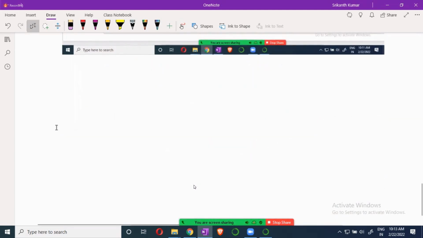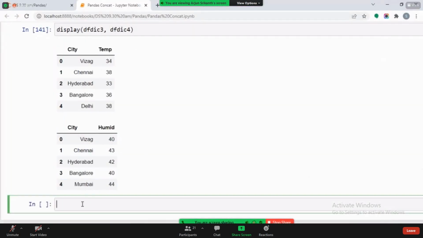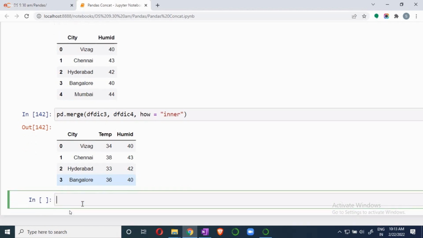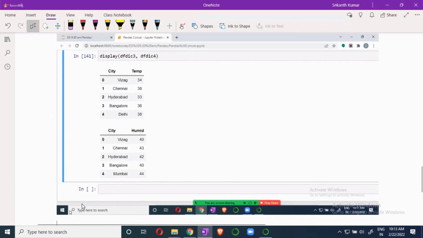I'm going to show you the inner now. Here, I will apply the inner: pd.merge(df_dic3, df_dic4), and I will say how equals inner. Got it? Clear? Now, the next one is left or outer. Let's take the outer over here. This is how you are going to get the outer.